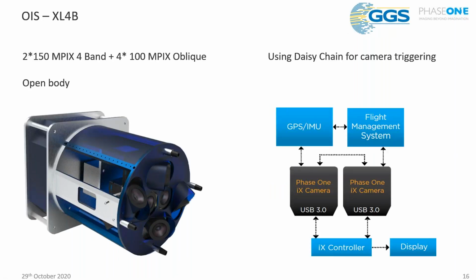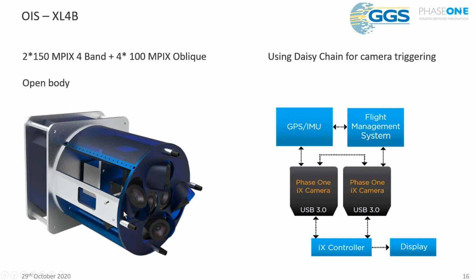We use the technology of Phase One with a daisy chain setup. So we integrate the flight management system, which triggers the camera. We have the cameras in a chain, and we have the GPS INS data at the backside of the daisy chain, and this one is corresponding with the flight management system. We store the data on the iX controller and display and operate them.